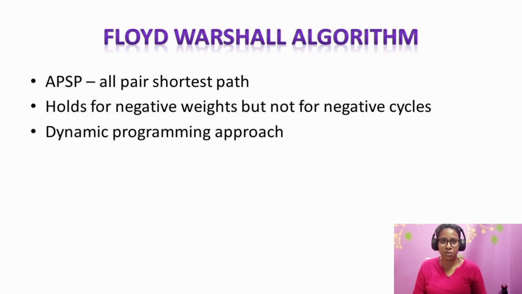Floyd-Warshall algorithm is used to find APSP, all pair shortest path. This will hold for negative edges but not for negative cycles. Negative cycles means in a directed graph, the directed cycle that is present should not be of negative weight. If so, we will not be able to use the Floyd-Warshall algorithm. And this algorithm uses a dynamic programming approach where at each stage we need to make certain decisions. Those decisions are what we are going to use for the next stages.